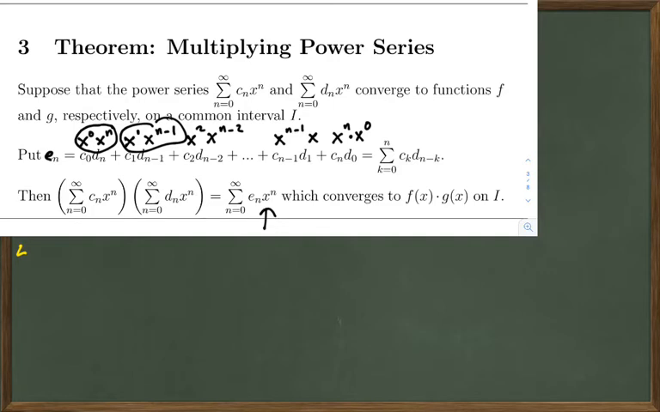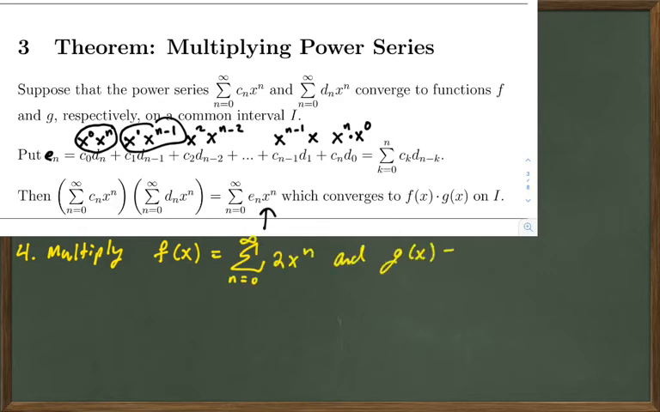In practice, what we're going to want to do is write out a number of terms for both series and then multiply term by term and see if we start noticing some patterns. So, in example number 4, we're going to multiply f of x, which is the sum n equals 0 to infinity of 2x to the n, and g of x, which is equal to the sum n equals 0 to infinity of n x to the n. And so we're going to go ahead and multiply those term by term.